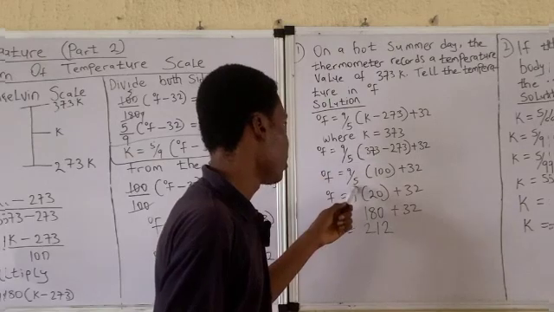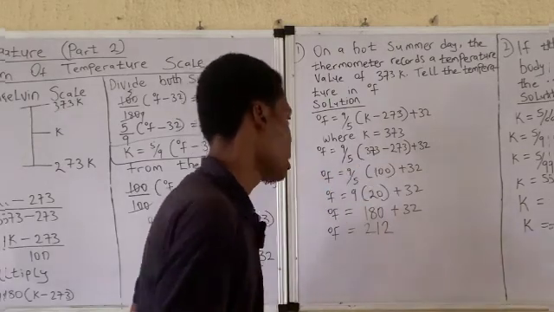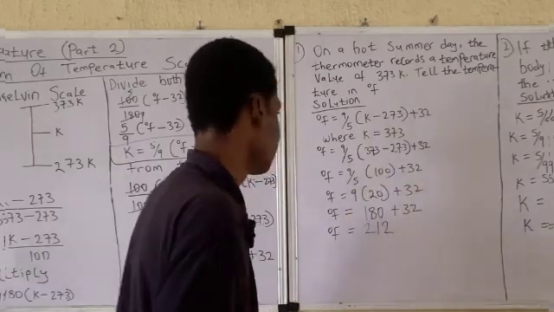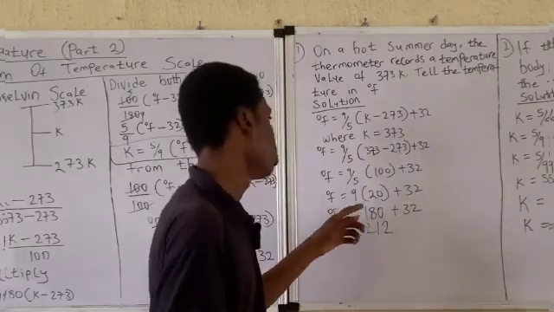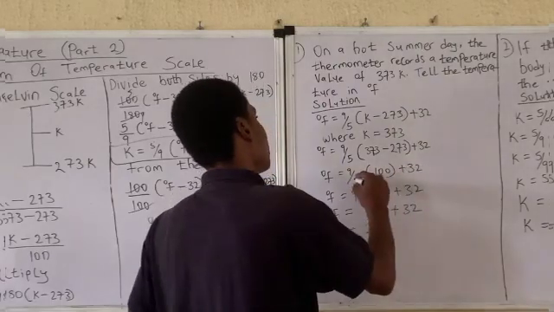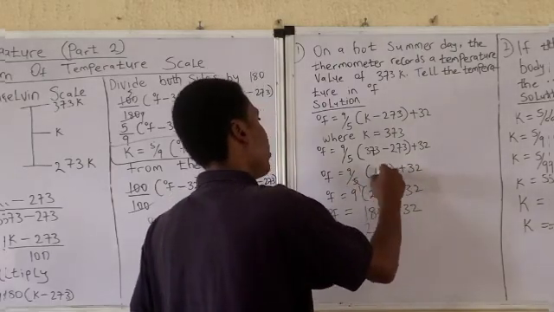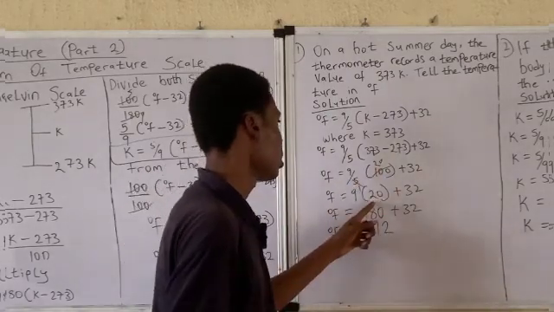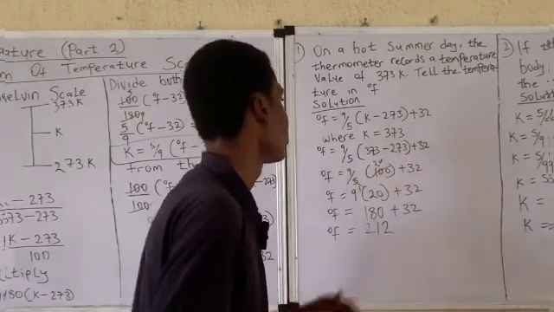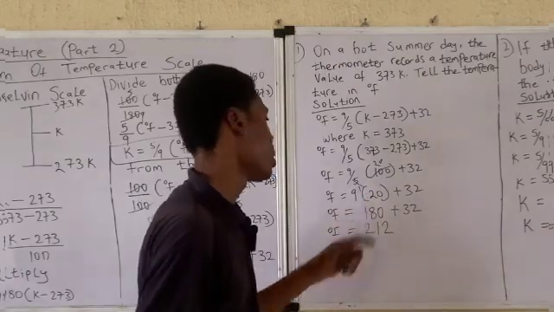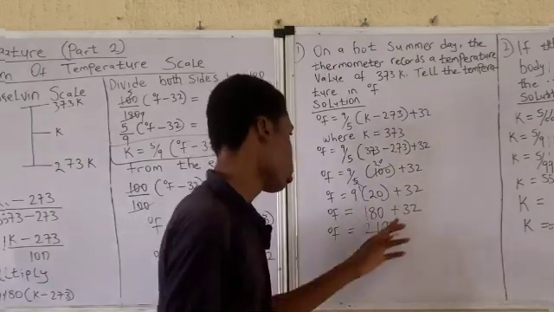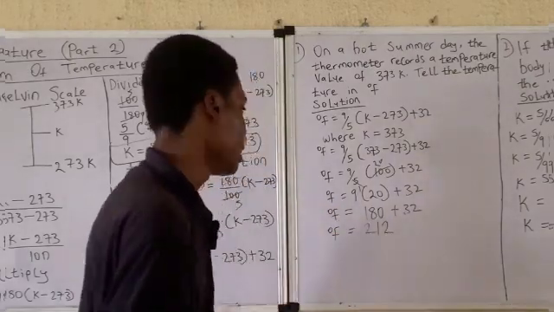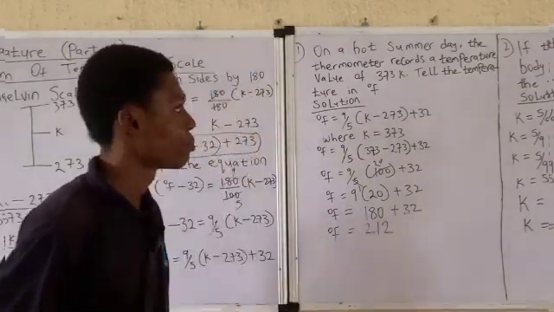Fahrenheit equal to 9 over 5, 373 minus 273, we have 100. Then plus our 32. We use 5 here to divide: 5 here 1, 5 here 20. So that's how we got our 20 here. Then plus 32. So Fahrenheit equal to 9 times 20, we have 180, plus this our 32. So 180 plus 32, our final answer for Fahrenheit is 212.